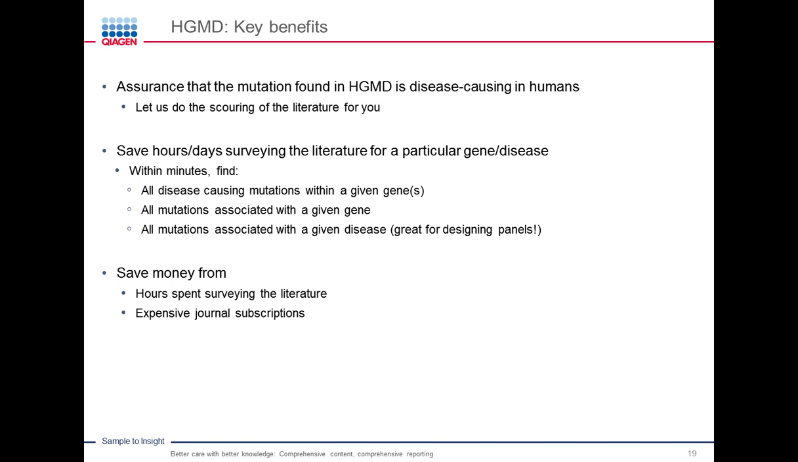So just to summarize, some of the key benefits of HGMD is really the assurance that the mutation found in the HGMD database is disease-causing. The fact that that mutation is found in the database means that it's disease-causing. And so the benefit of that is that it could take you a really long time to get that information. Just let us do that scouring of the literature for you.